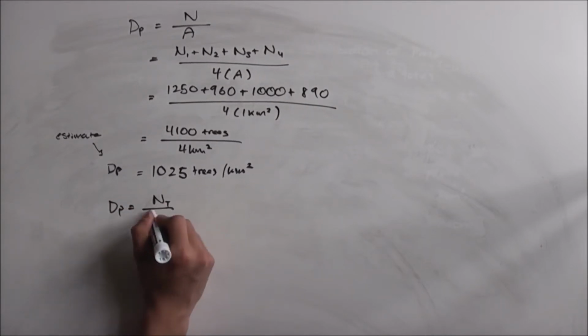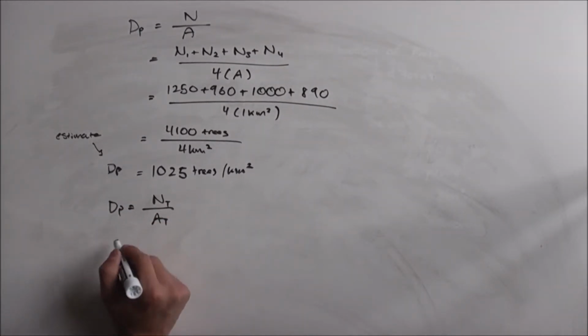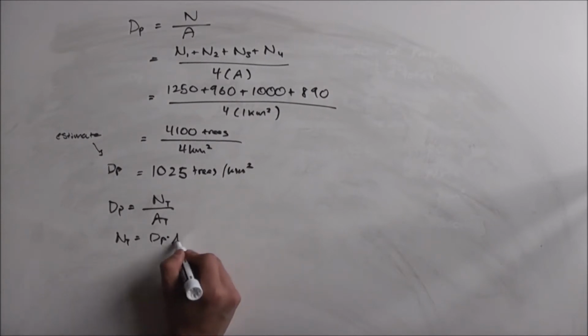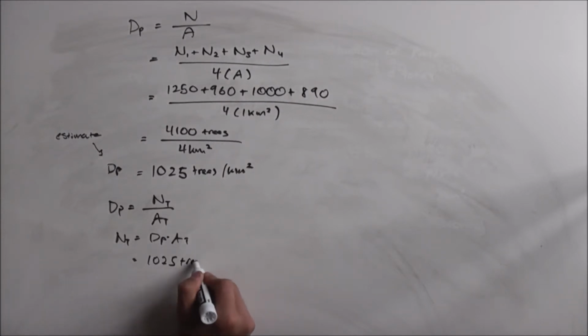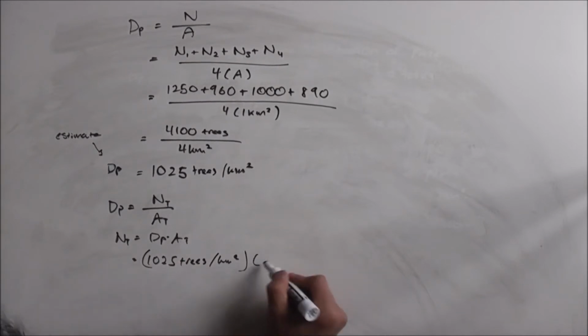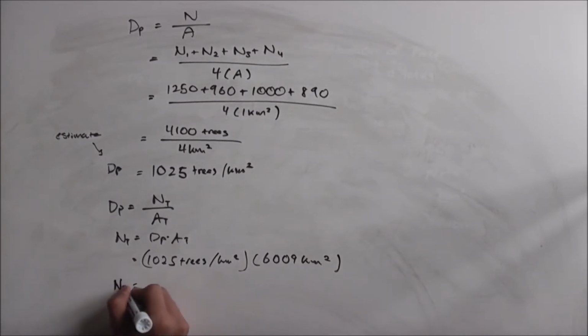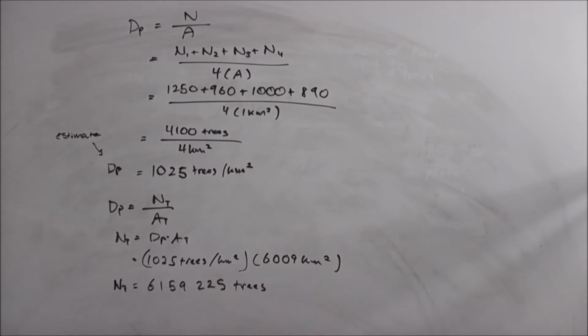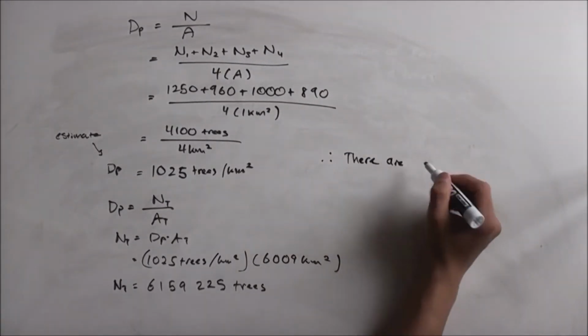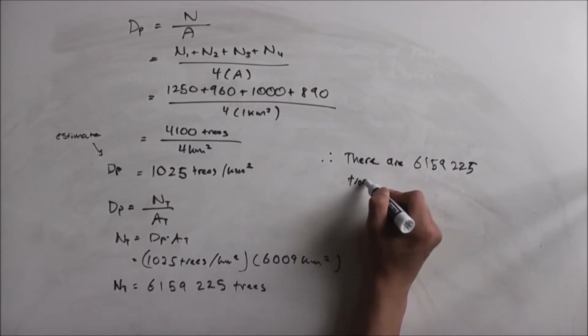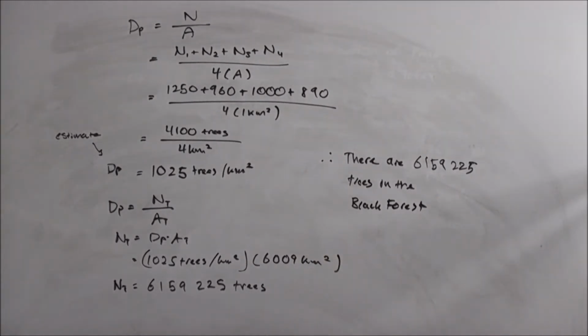So that answers the first part of our question. The second part is, how do we find the total number of trees in the Black Forest? Well, we could use the same equation, just rearrange a bit and solve for n. So now we can multiply our estimated population density by our total study area, which is 6,009 square kilometers. This gives us a whopping total of 6,159,225 trees in the Black Forest.